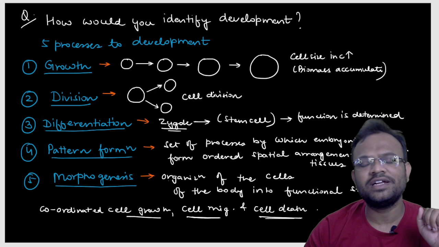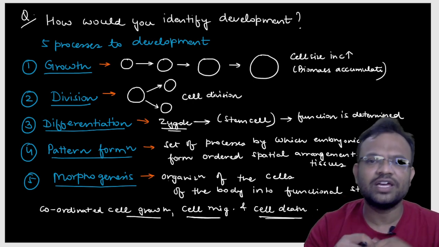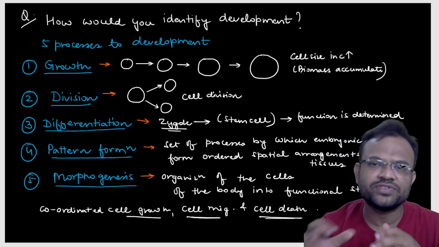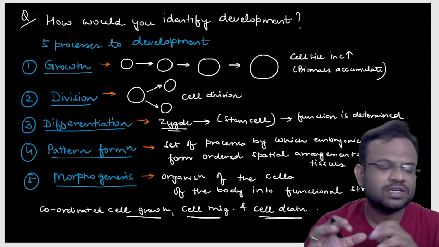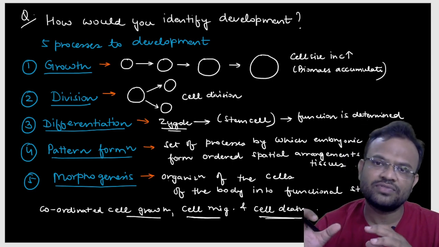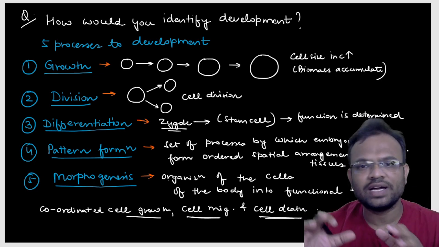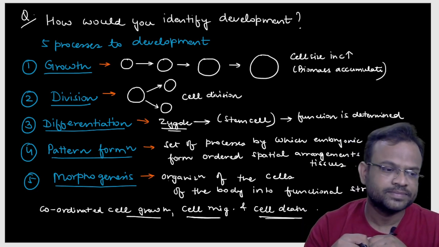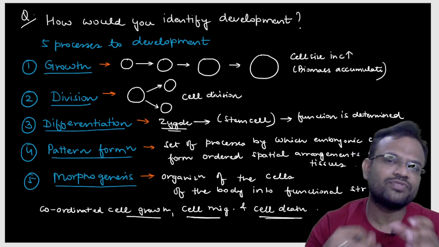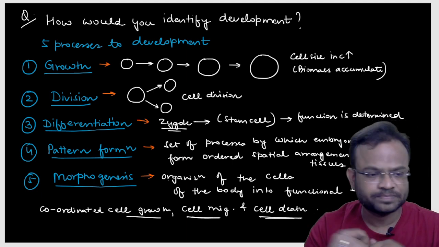How would you identify development? What are the identifying features? What are the characteristic features of development? There are 5 different processes through which you can identify that yes, development is taking place. The first characteristic feature is growth.